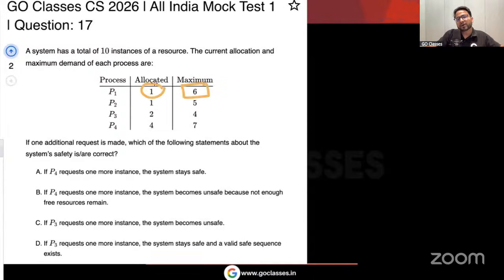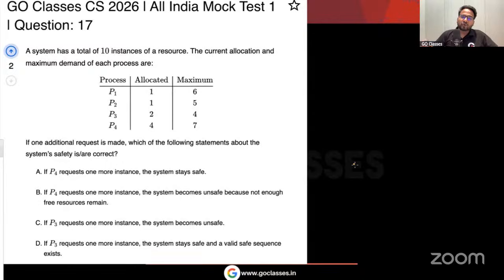So one is already allocated, so you can say 5 more will be needed. This is the definition of maximum. I think most of you already know this definition. What does this maximum mean? Now they are saying if one additional request is made, which of the following statements about the system safety is or are correct? So if someone is requesting one more resource, then which of the following is correct? If P4 makes that request, then the system is in a safe state. Or if P3 makes that request, then the system is safe or unsafe. That's what they're asking.